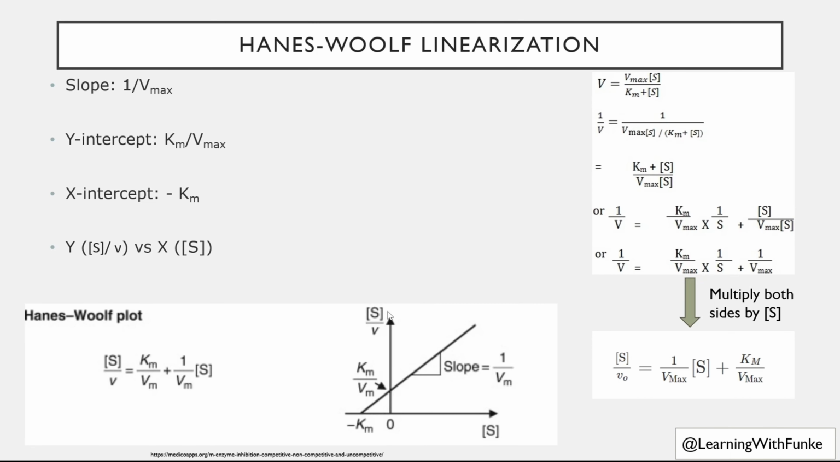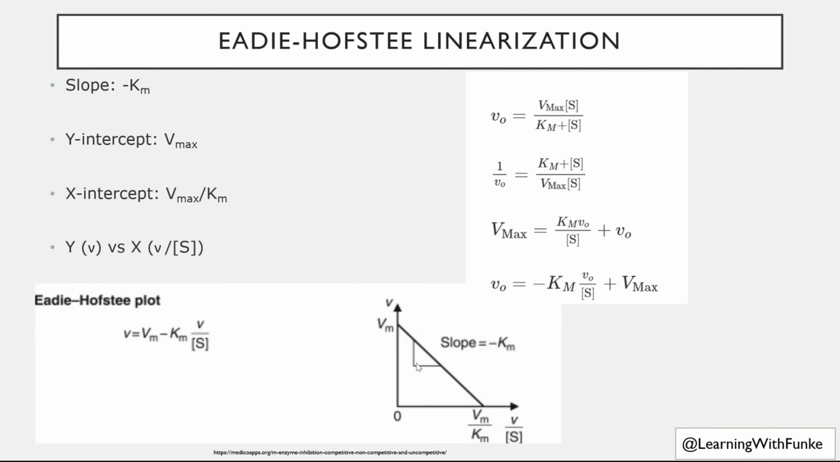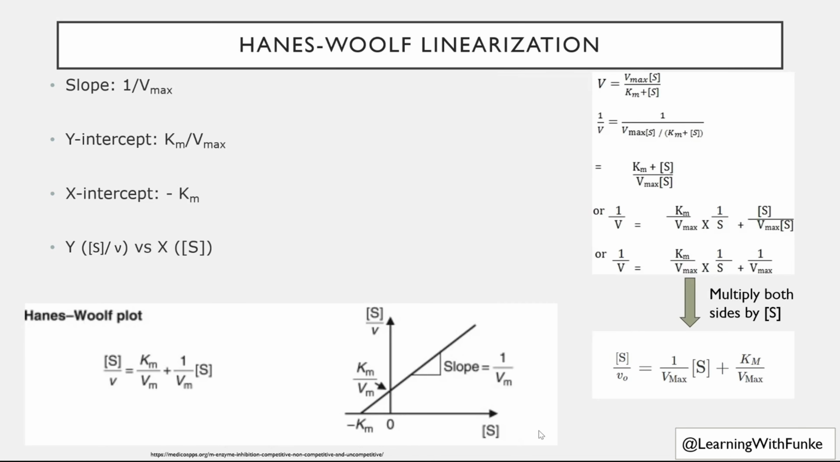All right, same thing for Eadie-Hofstee's sibling, Hanes-Woolf. Here we're also plotting something different. In Hofstee we had V versus V over S. Here in Hanes-Woolf we have S over V versus S. So you have to know what the y axis and the x axis are for each linearization type, because based on that your slope will change, your intercepts will change. So you have to understand how that works. Here I've also shown how I arrived at the math. We once again start by inversing, kind of like how we did for the other two.